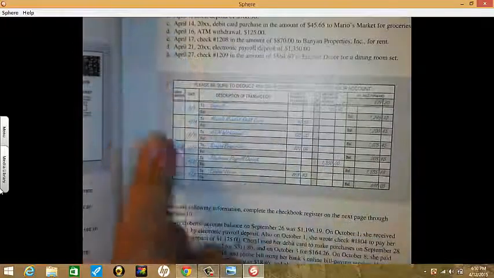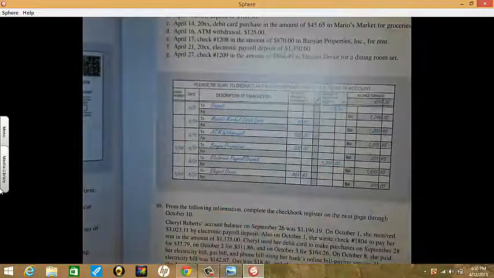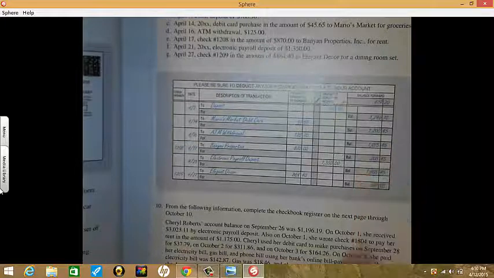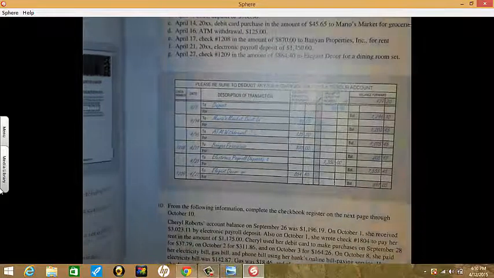Then the ATM withdrawal, and you're just going down your list, filling in the register, and so on and so forth, and just keeping a running balance. Pretty straightforward stuff here.